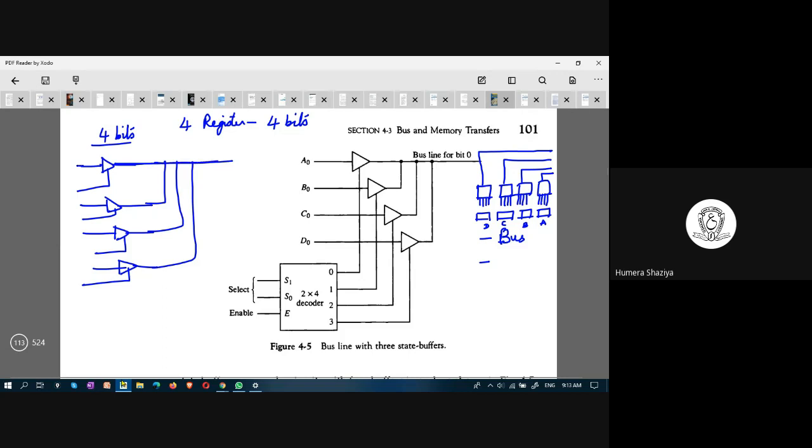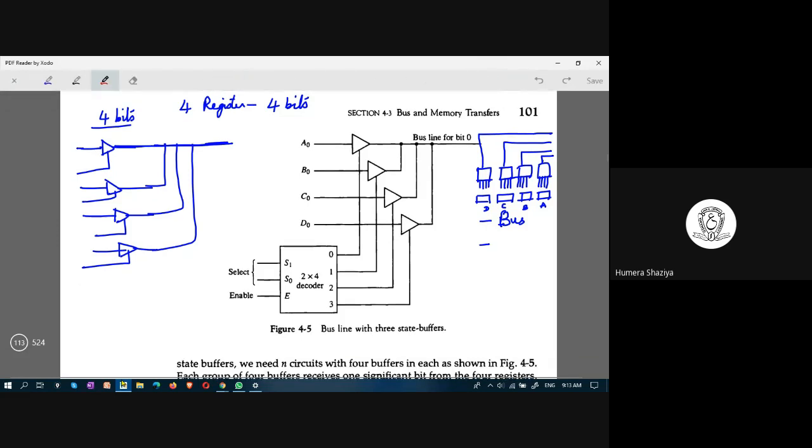This is the zeroth line of the bus. Here we are creating the zeroth line of the bus. If you relate these two, you will understand that this one multiplexer took 4 inputs and has produced one output. Here, to simulate the same kind of behavior where you are creating one bus line, you need to have 4 different three-state buffers.